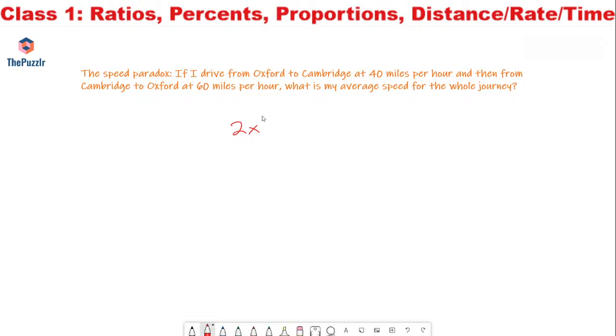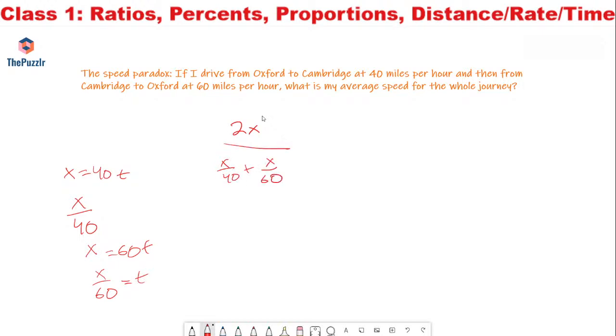Now, if I drive from Oxford to Cambridge at 40 miles per hour, what is my time going to be? So x is equal to 40 times time, or our time is equal to x over 40. Similarly, when we're going from Cambridge to Oxford, we get x is equal to 60 times time, or time is equal to x over 60. So what's our total time? It's x over 40 plus x over 60.